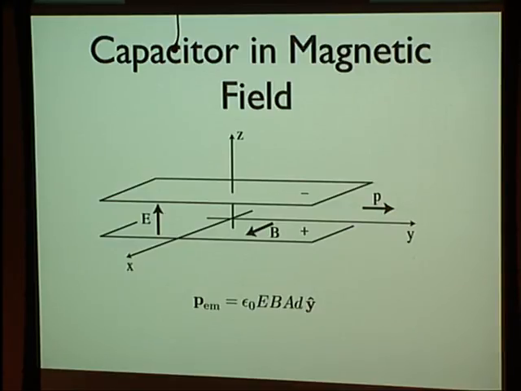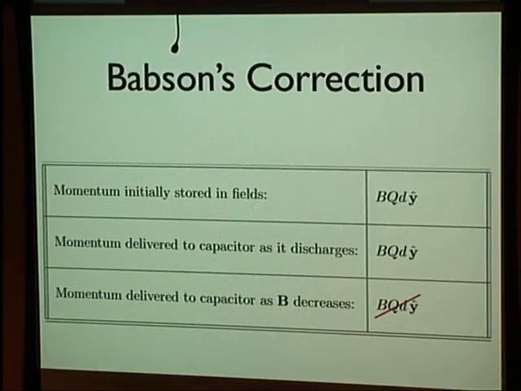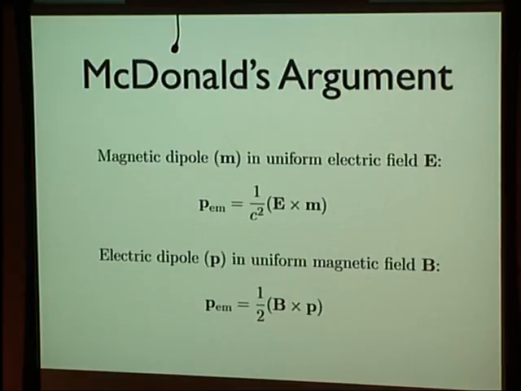And if you think about it, a parallel plate capacitor is, in a sense, nothing but a whole lot of electric dipoles, negative charge at one end and positive charge at the other. So all I need to do is figure out what the momentum stored in an electric dipole in a uniform magnetic field is, and then I can immediately apply that to the actual configuration.